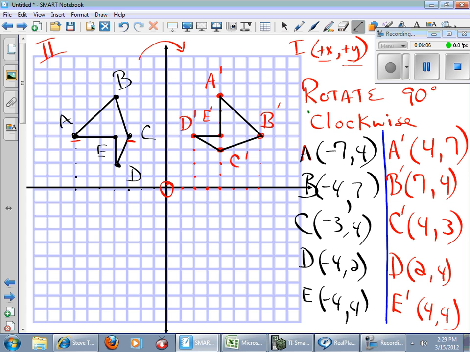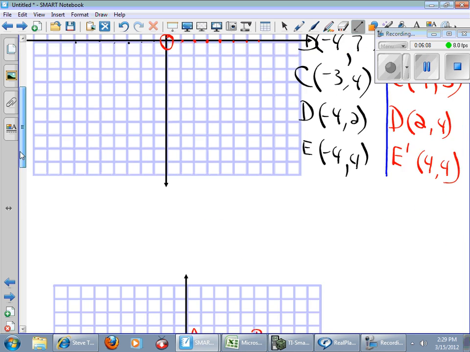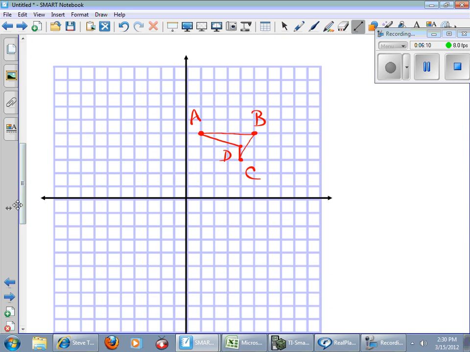All right, let's go ahead and look at another one. This time, we'll take this red one here, and we'll go 90 degrees. We're going to rotate 90 degrees counterclockwise.